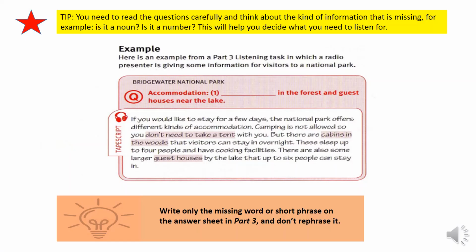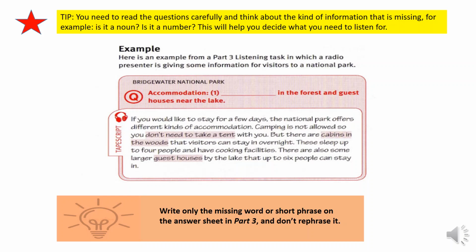This is an example. So let's see what kind of question you can assume to appear in part 3. So, first of all, the tip for this part is you need to read the questions carefully and think about the kind of information that is missing. For example, is it going to be a noun? Is it going to be a number? Is it going to be a pronoun, an adjective, or any other thing? Because by doing this, it will help you in deciding what you need to listen for.